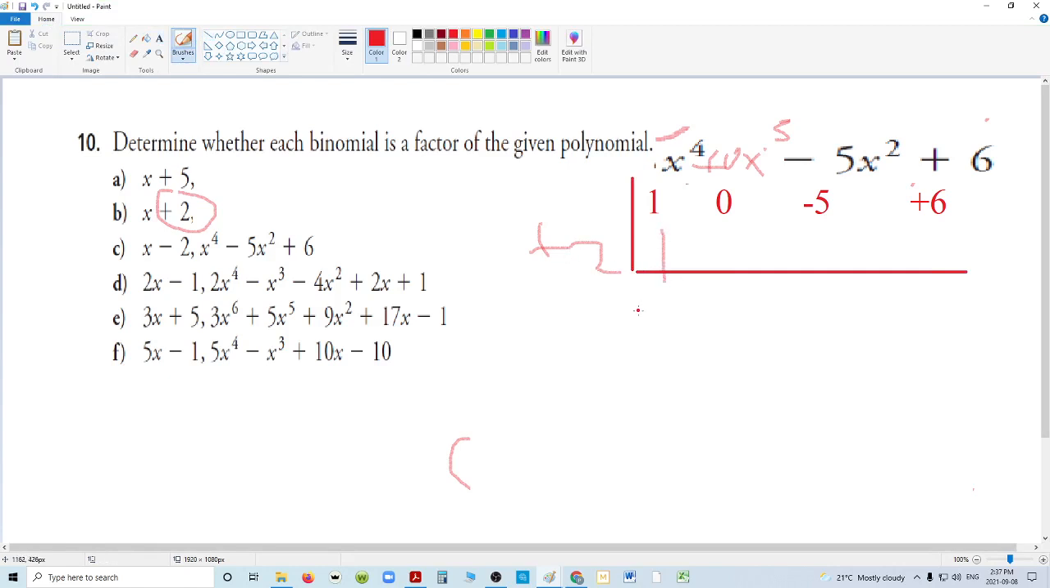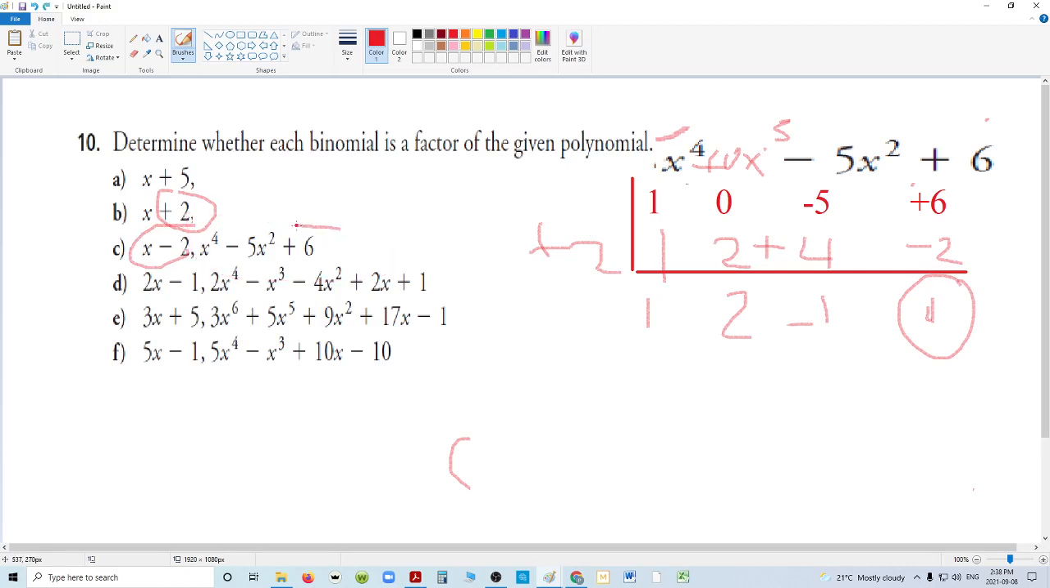And I start by bringing the 1 down. 2 times the 1 is 2. When I add them, I get 2. 2 times the 2 is 4. When I add them, I get minus 1. 2 times the minus 1 is minus 2. When I add them, I get 4. So there's the remainder. So that means x minus 2 is not a factor of this at all.